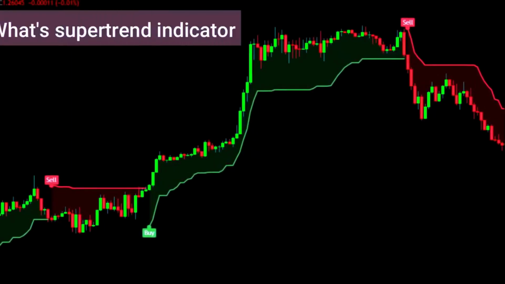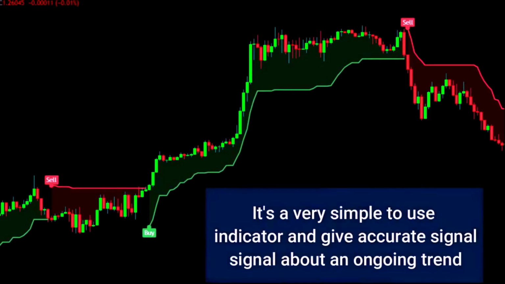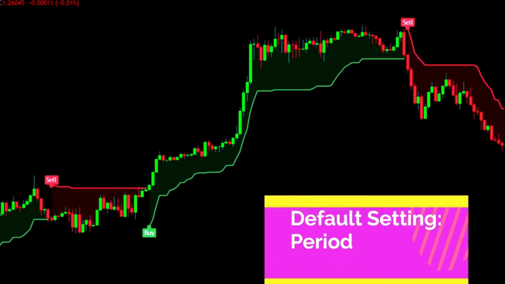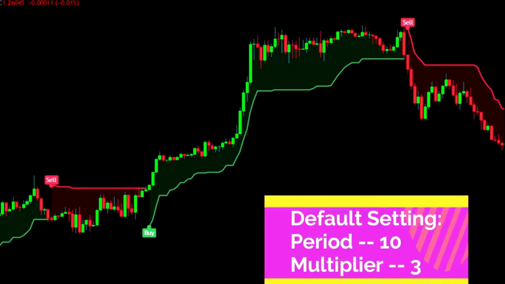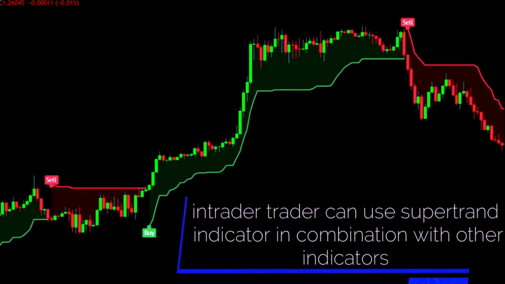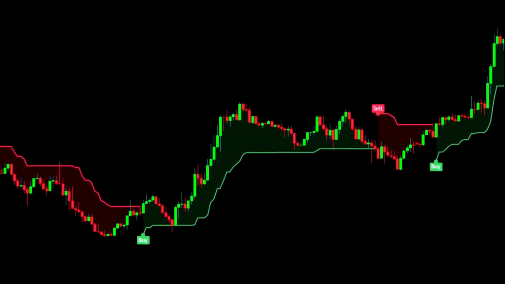What is the Supertrend indicator? It is a trend following indicator like moving average and MACD. But this indicator is better than moving average and MACD at following the trend, and it is a very effective indicator. It is made by combining two parameters called period and multiplier. The default setting of period is 10 and the default setting of multiplier is 3. The period we call ATR, which is named average true range. If you are an intraday trader, then you can also use the Supertrend indicator with any other indicator, which we will learn in the strategy section of this video.